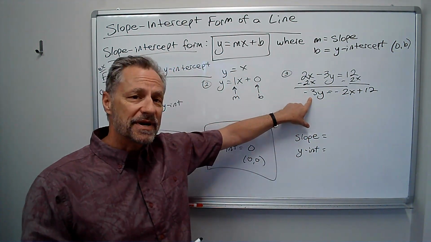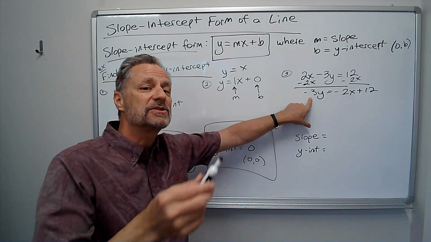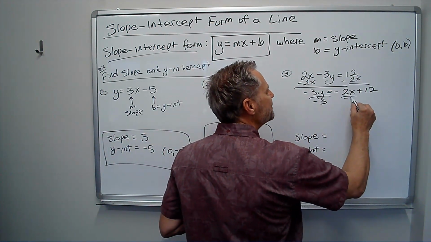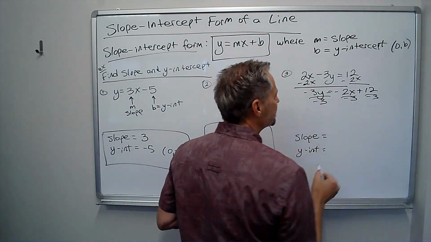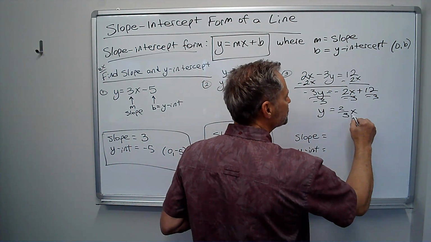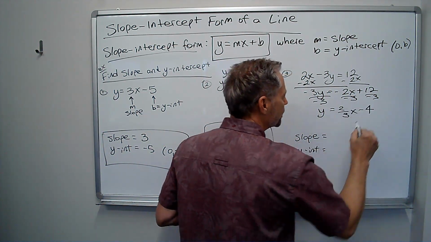But then I need to get rid of the negative 3. It's multiplied by the y, so I have to divide. But remember, if I divide this piece by negative 3, I have to divide all the pieces by negative 3. And so I get y equals 2/3 x minus 4.